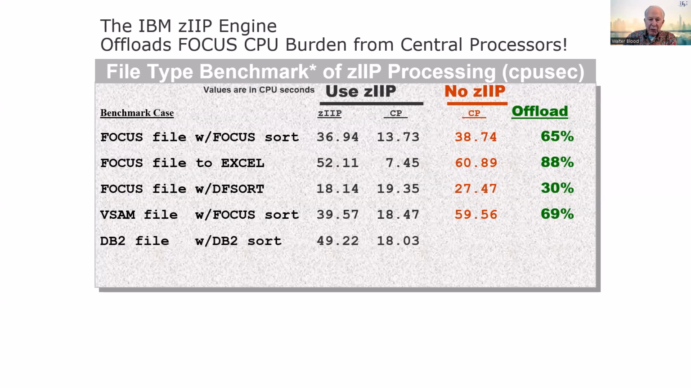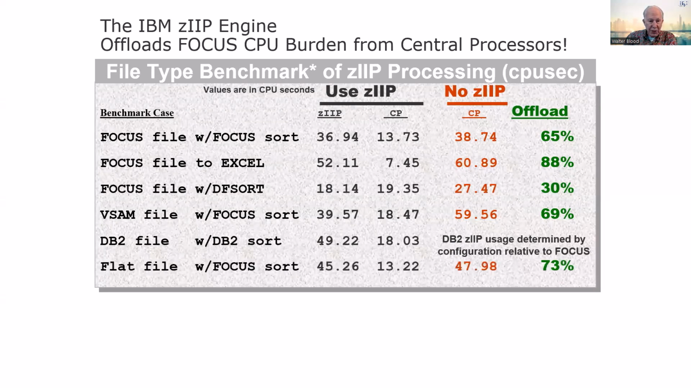A DB2 file with DB2 sort, using the zip, we can see the CP being charged only 18 seconds, with the zip engine picking up about 49 seconds. It's really hard to determine what the actual timing would be for DB2 usage based upon the complexity of DB2, so we don't even bother trying there. We do get usage. There are restrictions, and we'll talk about those next time.